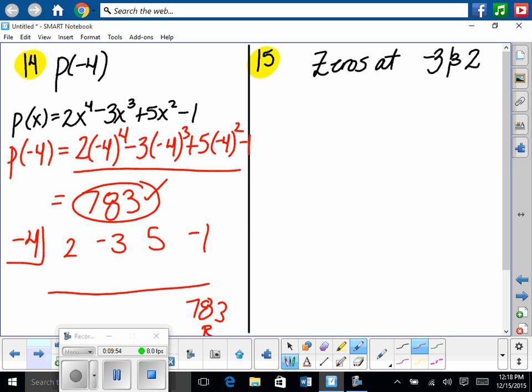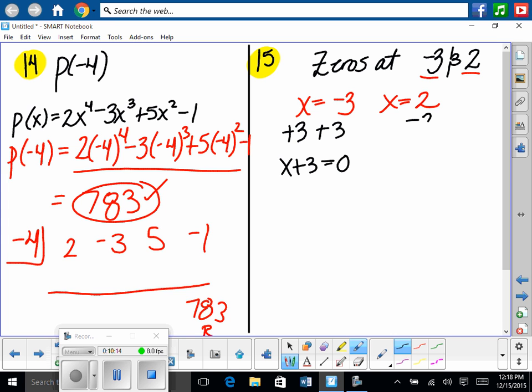All right, on the next one it says, number 15, write a polynomial function that has these zeros. So our zeros are -3 and 2. Those are our x values. Zeros are x values. So x is equal to -3, x is equal to 2. Now, if we're going to go backwards, we've got to add 3. We've got to get this set equal to 0. So we have x plus 3 is equal to 0, x minus 2 is equal to 0. And because they're both equal to 0, we can pull them together and multiply them out here.